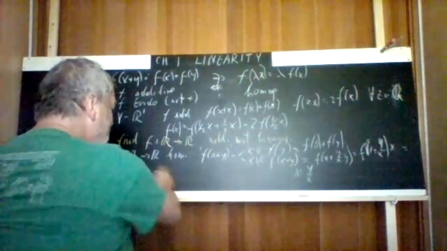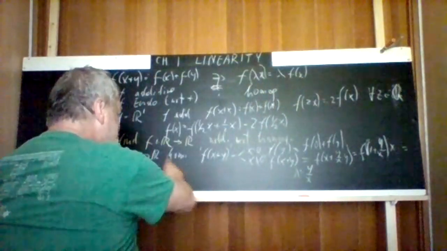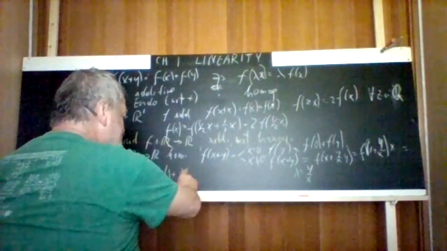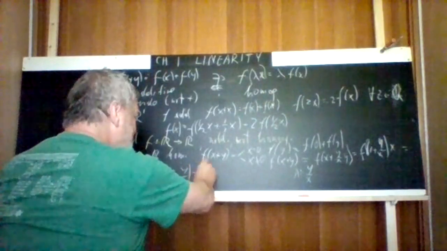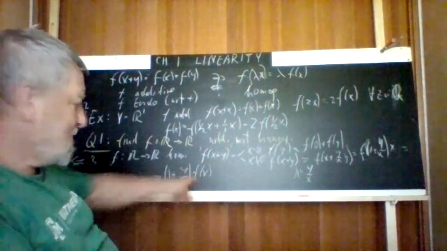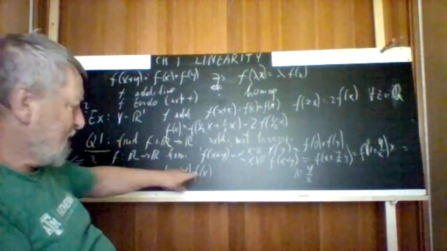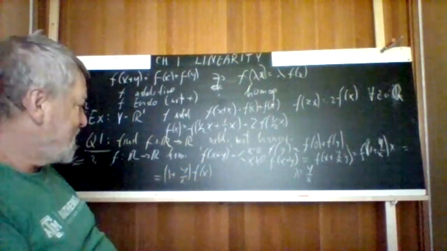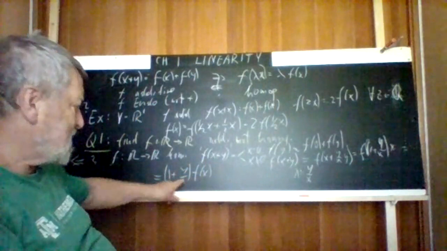And now, by the homogeneous property, we can work this out and say this is 1 plus y divided by x times f of x. And now you can work this in. You get f of x plus y divided by x times f of x. And by the homogeneous property again, this is f of x plus f of y.